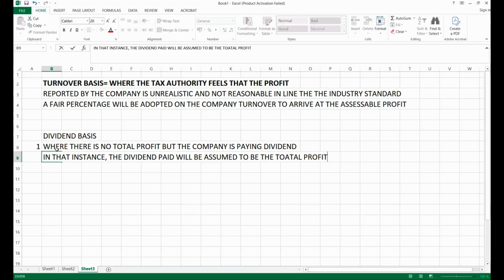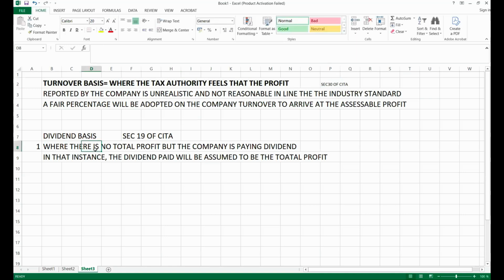So we have the dividend basis. I want to try and remember that section. Yeah, the dividend basis is according to section 19 of the law. While the turnover basis is according to section 30 of the law.